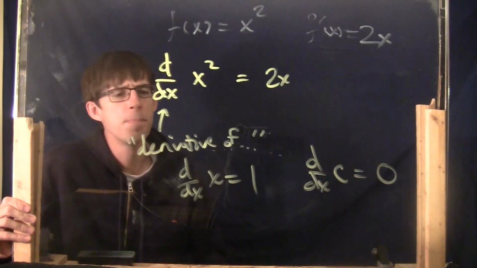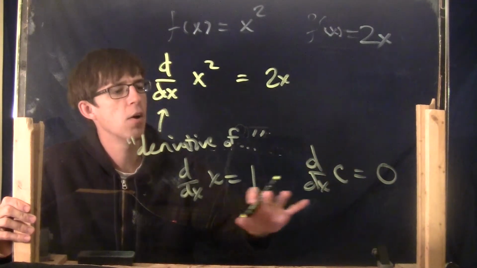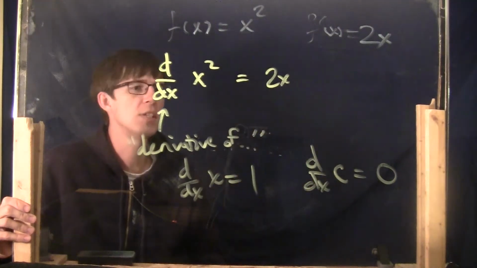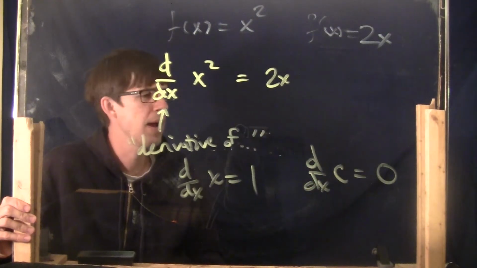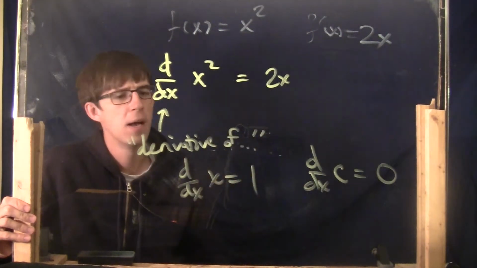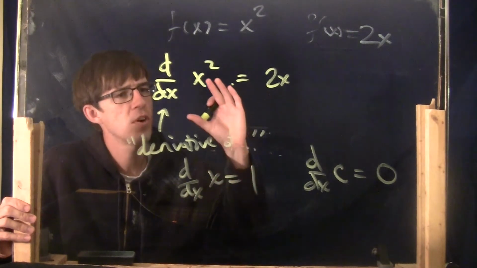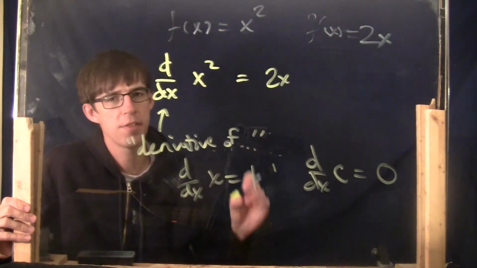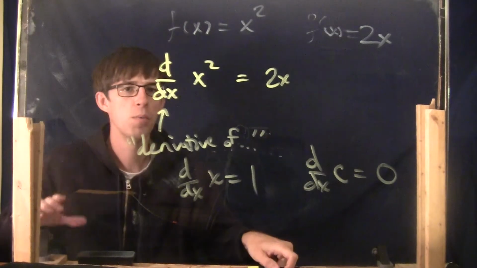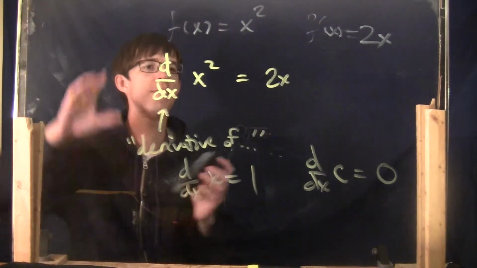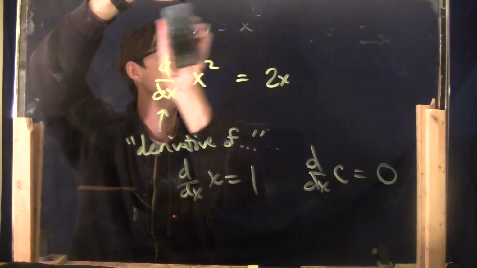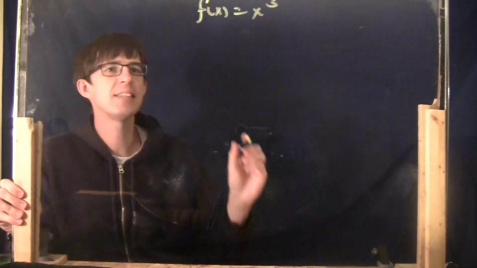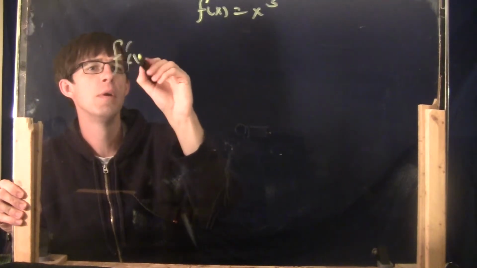All right. What I would like to do is look at all of these derivatives and see a pattern. Can you see a pattern between these? I don't know if it's clear just yet. Let's talk about x to the third power. I think once we do that one also, we will see a pattern. So I want to do the derivative of x cubed.